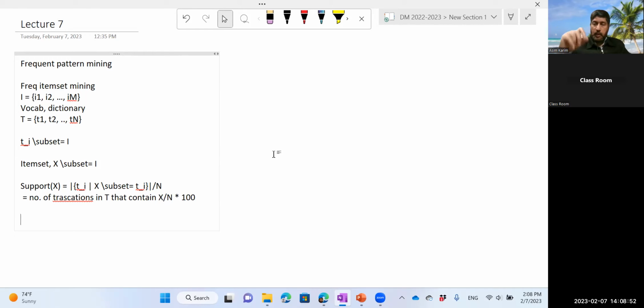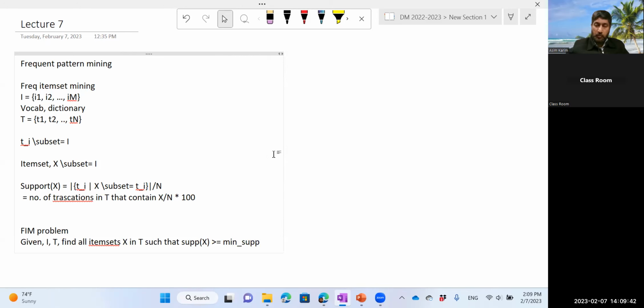So now we have an item set of interest and we have found its support in the database. What is the problem of frequent item set mining? We are given I and T. I is the set of possible items, and T is a database of size n. Find all item sets X in T such that the support of X is greater than or equal to some minimum support that is user specified.